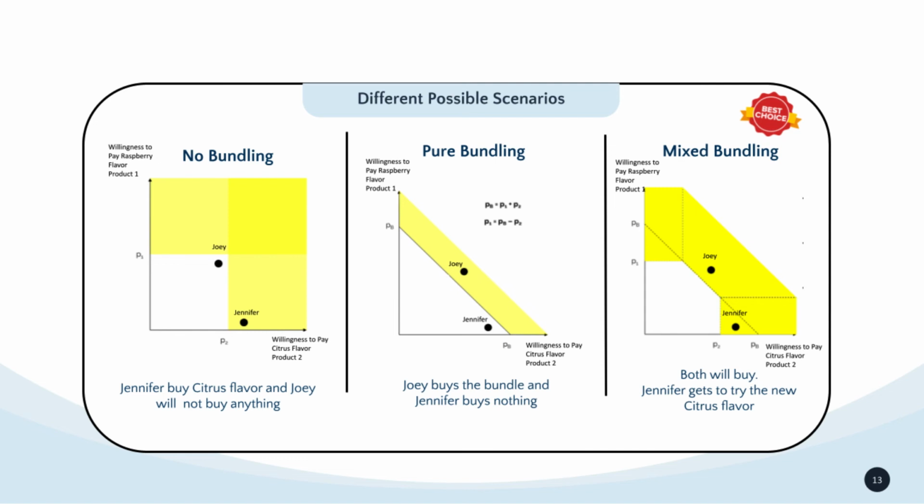In the second scenario is pure bundling, where products are not for individual sales, charging a sum of prices. Joey is just above the diagonal line, so she will buy the bundle. Jennifer is not interested in the raspberry flavor, as such, the company will not be able to sell anything to Jennifer. Whereas in a mixed bundling, the seller offers the products either individually or in a bundle. Joey is over the diagonal line, and Jennifer is over the vertical line. It results in both Joey buying the bundle and Jennifer buying the citrus flavor. In this case, mixed bundling will be a better option.